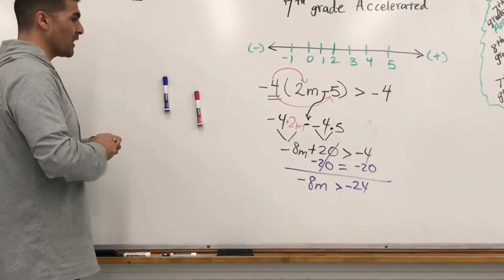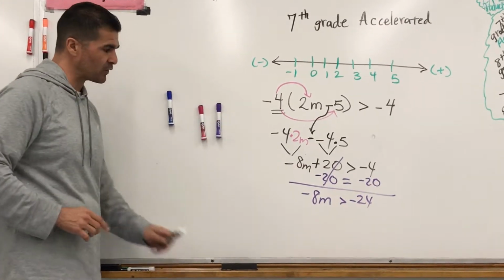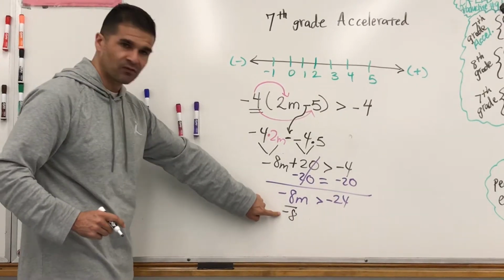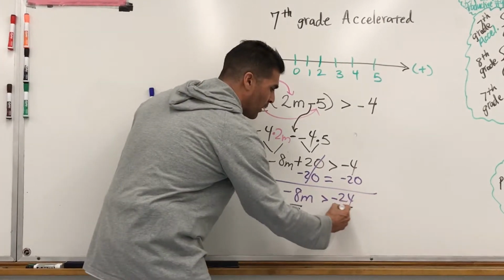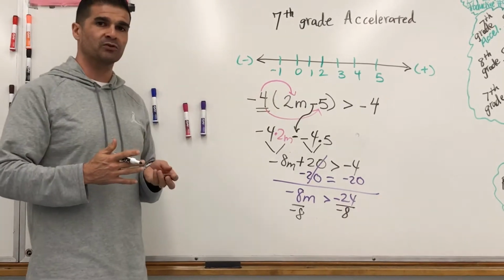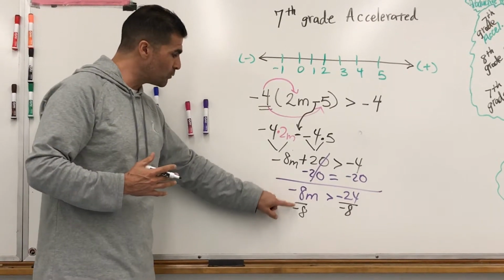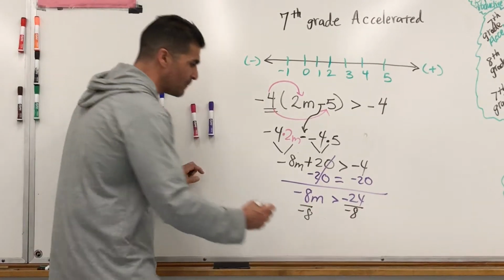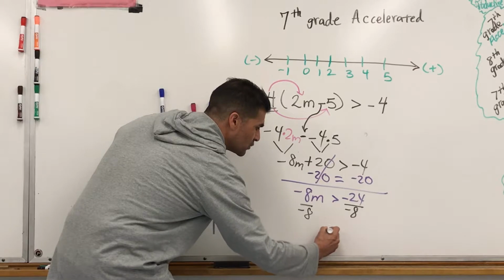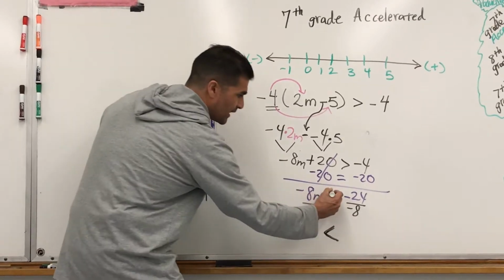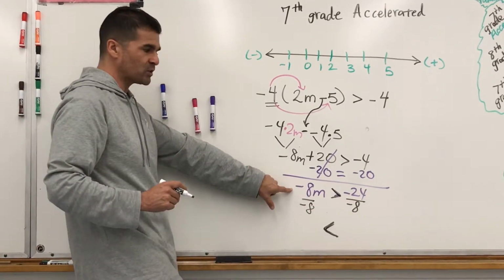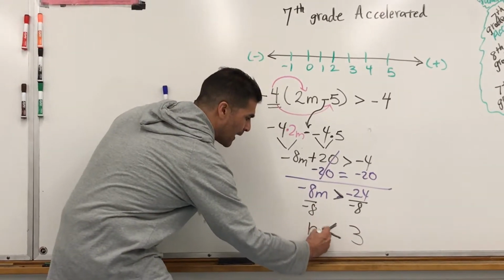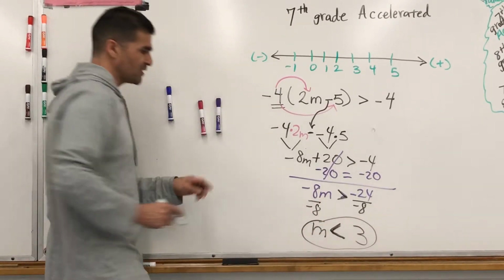Now, here's what a lot of us forget, okay? And here's where you can't forget this. Whenever you multiply or divide by this negative number on both sides of the inequality, see, it's not when you add or subtract a negative number, it's only when you multiply or divide a negative number on both sides of the inequality, this inequality switches directions. It used to be that the left side was larger. Now the right side is going to be larger. And this variable m has to be less than 3.